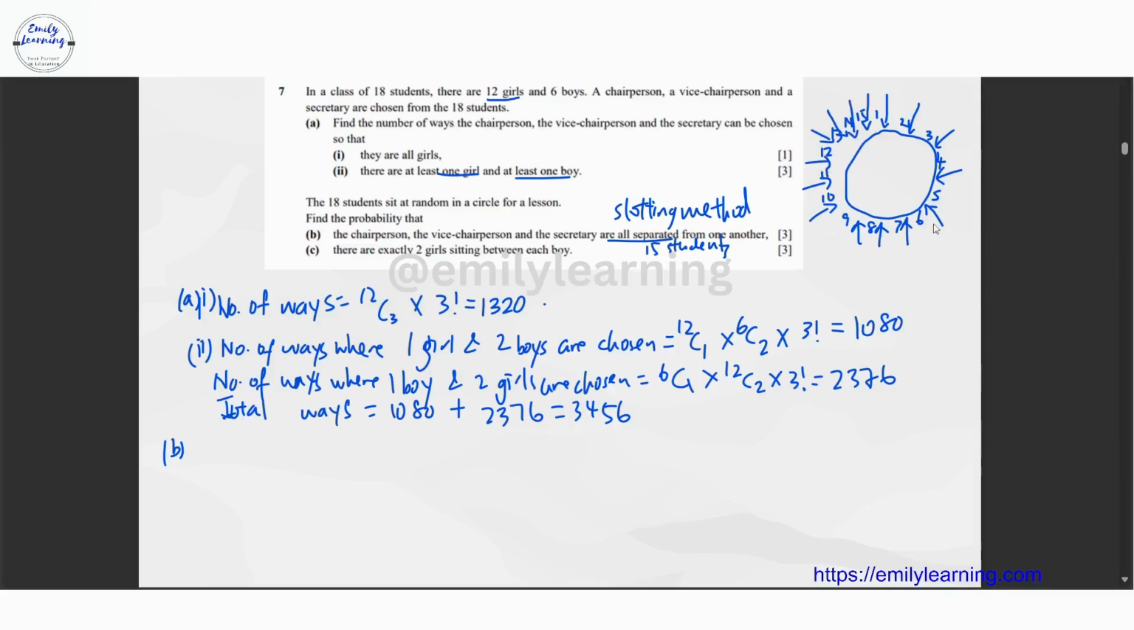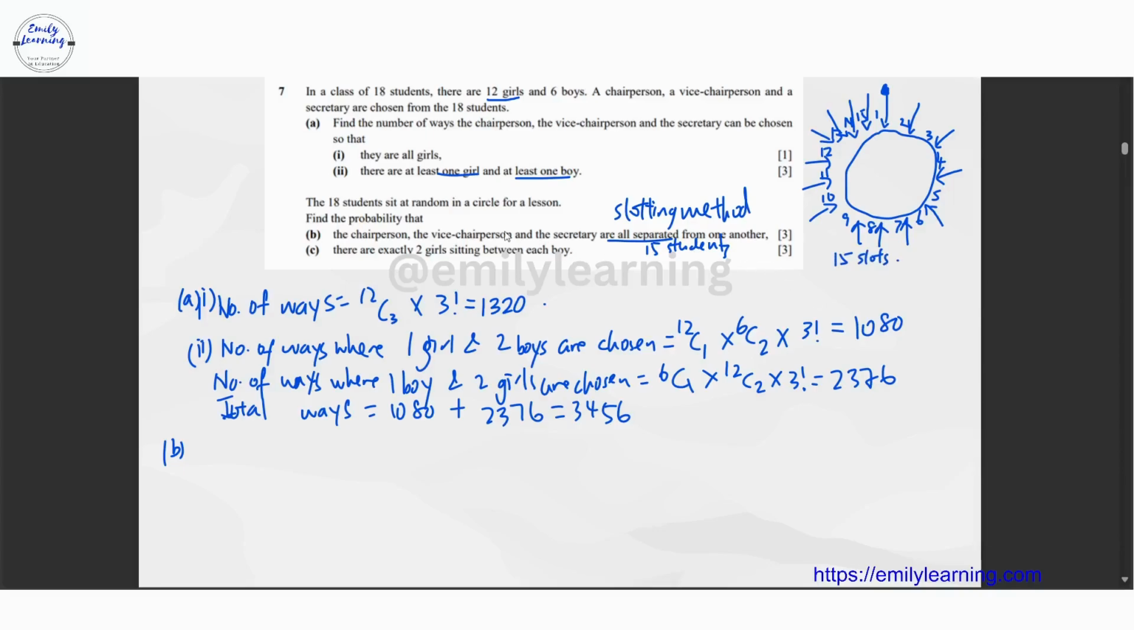So in other words, how many slots are available for these three people to sit in? Well, there are 1. So I'll start counting from here. So I put a dot. 1, 2, 3, 4, 5, 6, 7, 8, 9, 10, 11, 12, 13, 14, 15. So there are 15 slots, right?